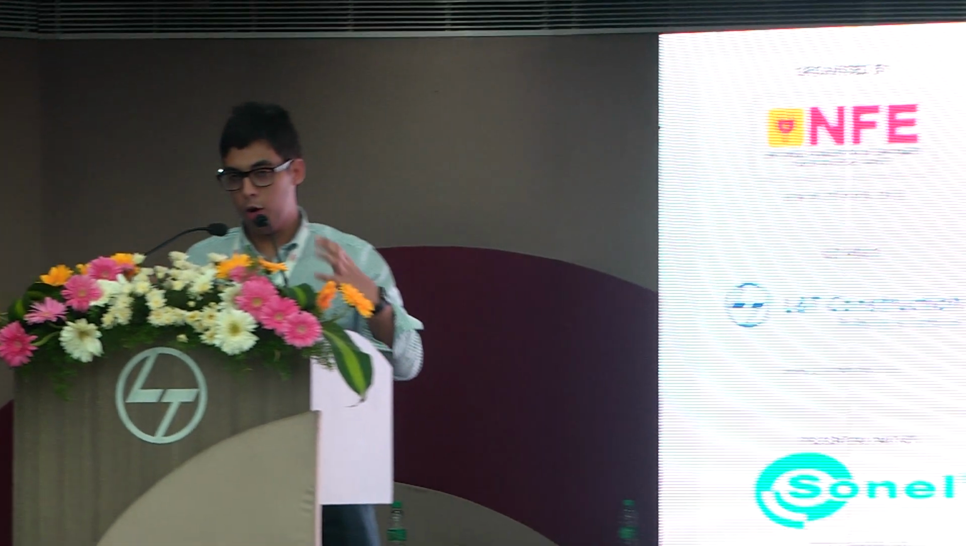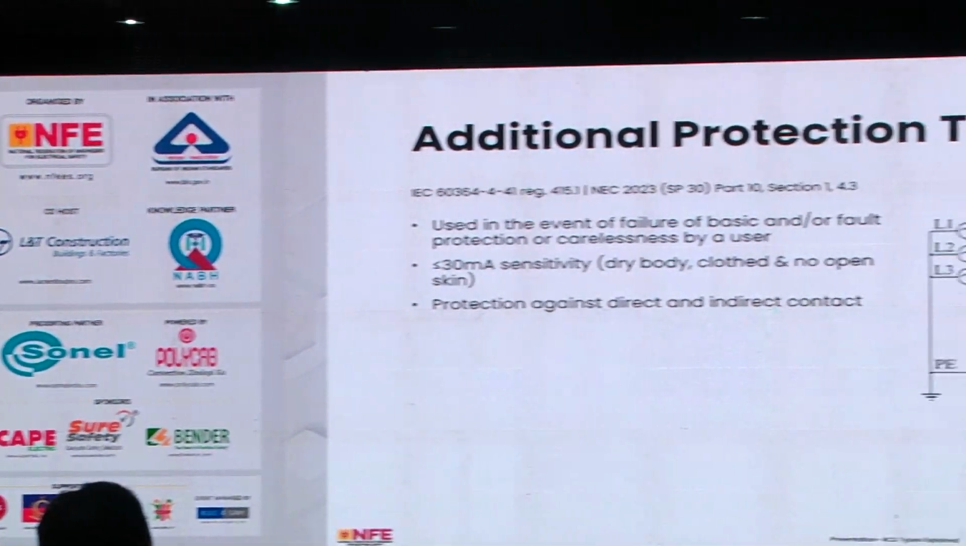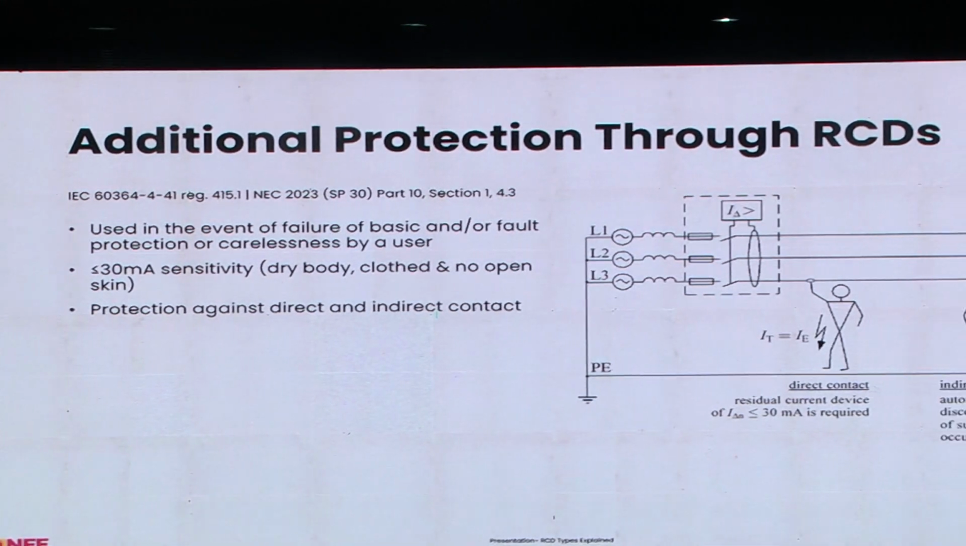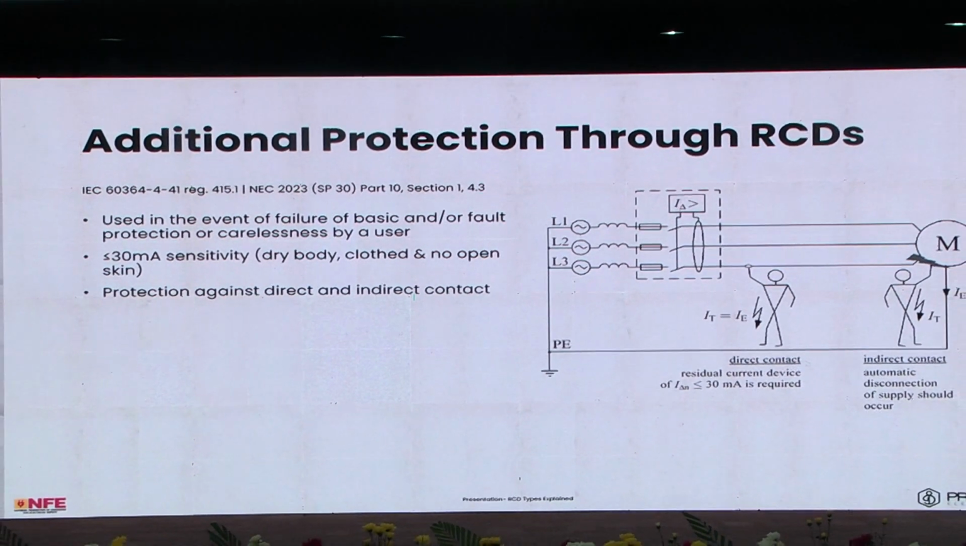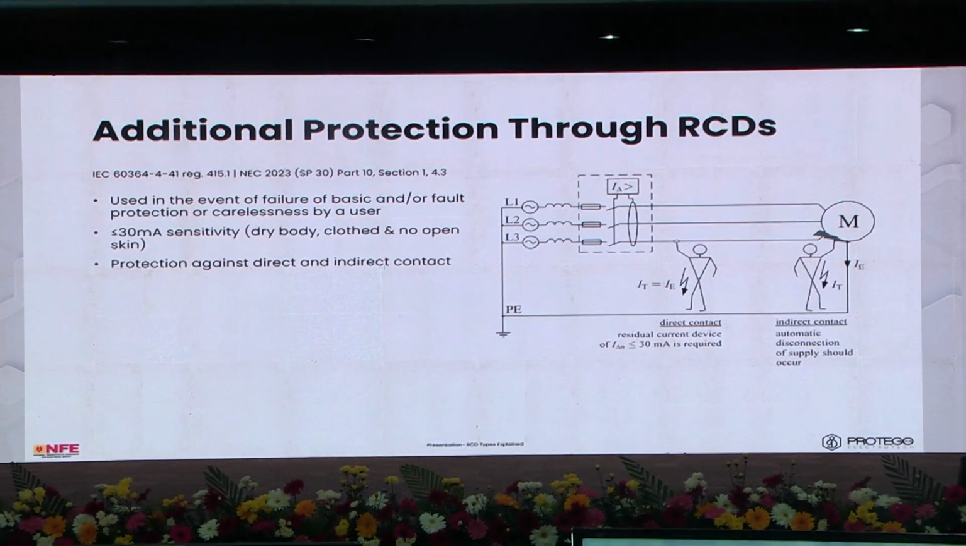And some of these times, like Mr. GK said, are only valid when you have protective equipotential bonding. When you have an RCD, and this is most common in locations where an installation is used by ordinary persons, you need something called additional protection. What this does is that it kicks in where you have a failure of basic and or fault protection. Or it could be just outright carelessness by the user.